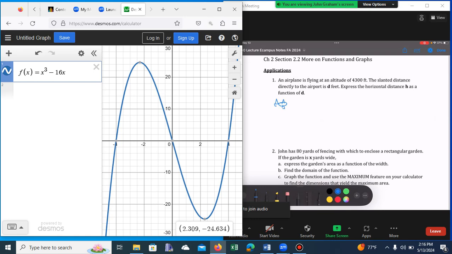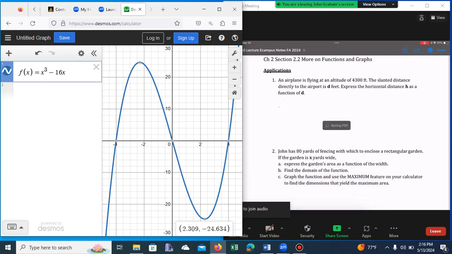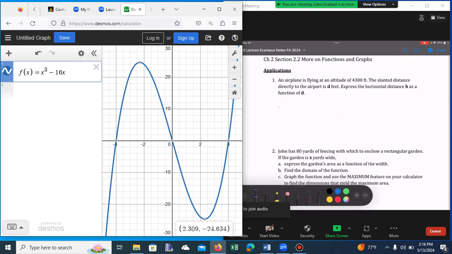Not the best plane. That did not go well at all. There we go.